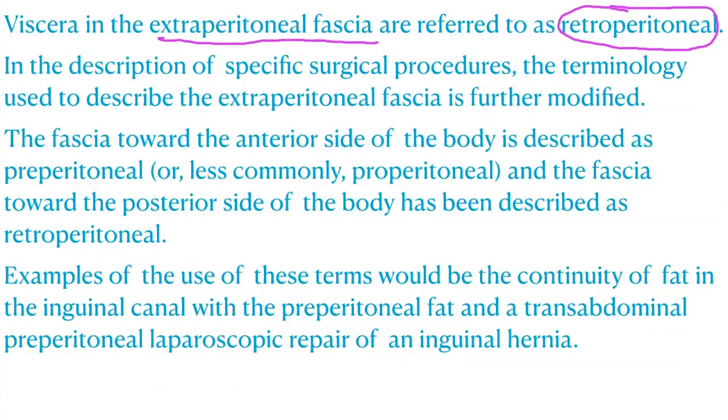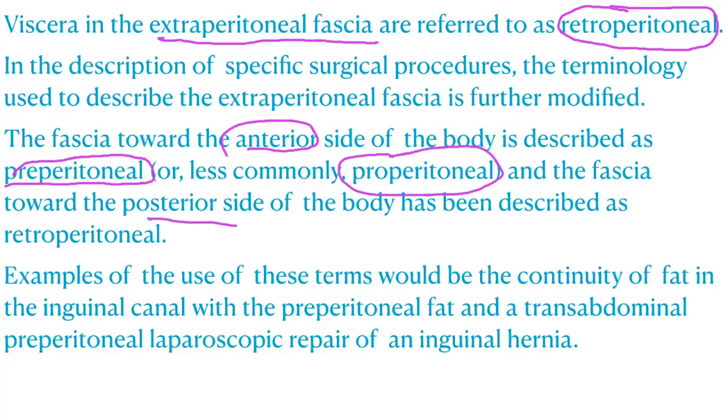You'll see that in the description of specific surgical procedures, the terminology used to describe the extraperitoneal fascia is further modified. The fascia towards the anterior side of the body is described as preperitoneal fascia or properitoneal fascia, and the fascia toward the posterior side of the body is described as retroperitoneal fascia. Right? Preperitoneal and retroperitoneal fascia.